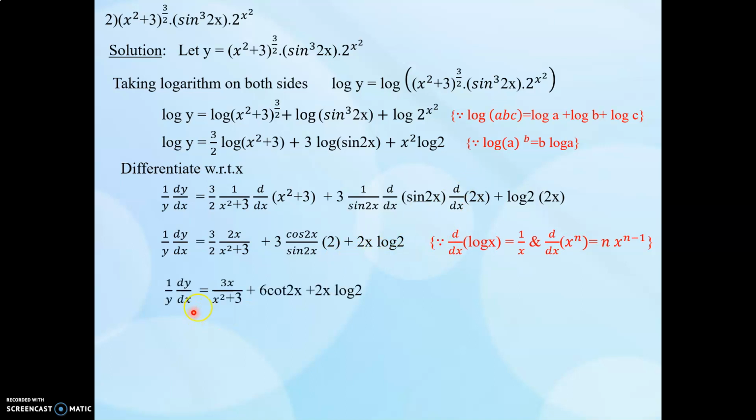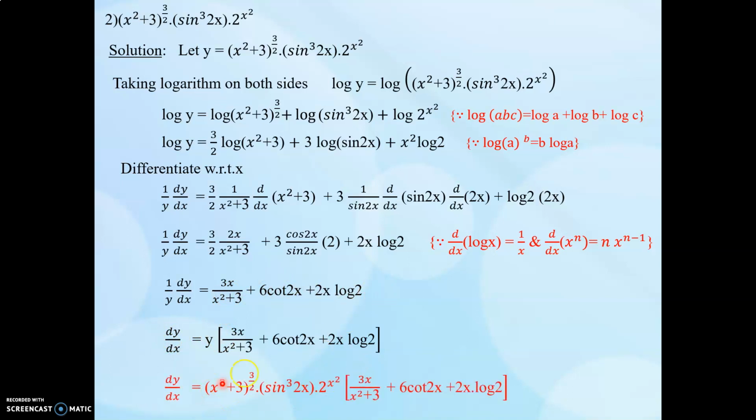That can be written as 1 upon y dy upon dx is equal to 3x upon x square plus 3 plus 6 cot 2x plus 2x log 2. Cross multiplying this y and the remaining terms entirely inside the bracket. Now we will resubstitute the value of y, which you have to write here in terms of x. You must get the answer. So this is the final answer.